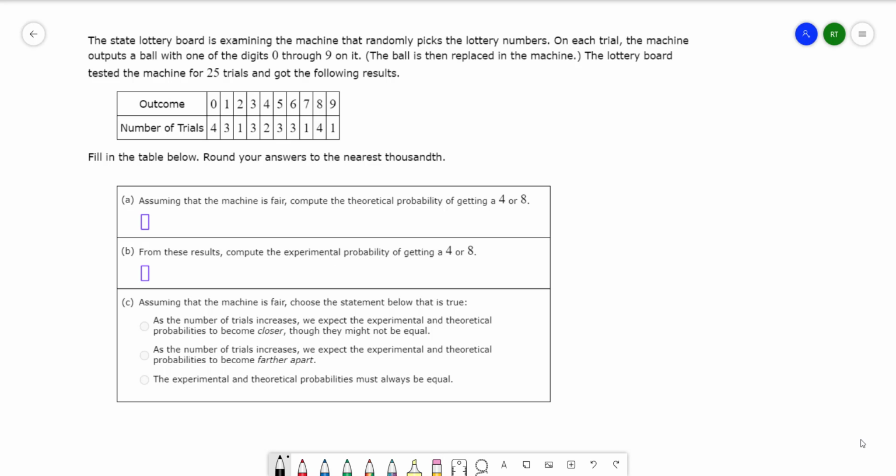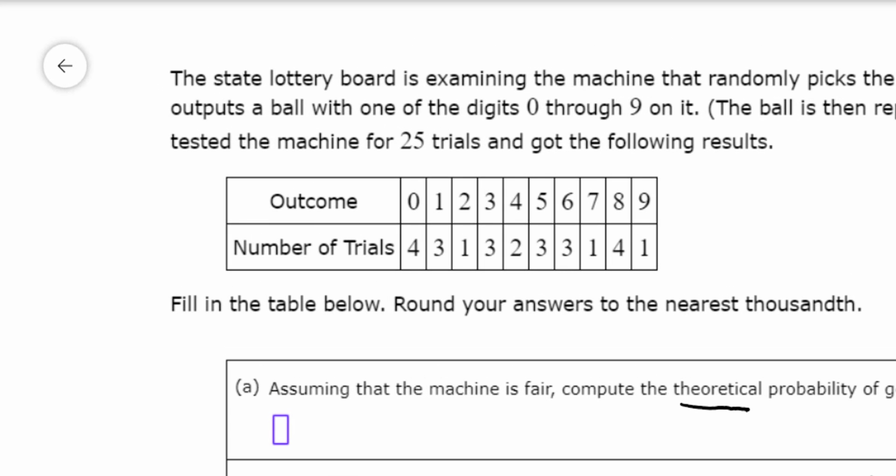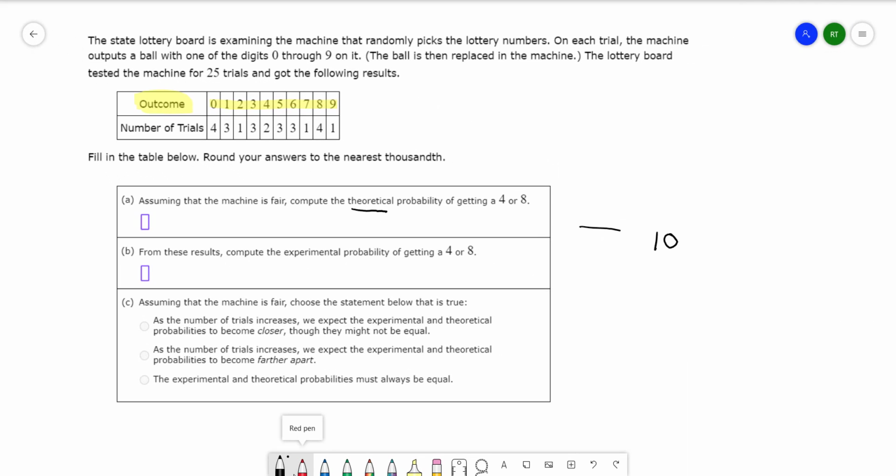Okay, so for the first one, it says, assuming that the machine is fair, compute the theoretical probability of getting a 4 or an 8. So again, in theoretical, we're going to be looking at the outcomes. And I can see here that there are 10 different outcomes. If you count from 0 all the way to 9, there's 10 different possibilities. And that's one of the things you've got to look at when you're finding a probability. You want all the possibilities. So what's the total possibilities, which in this case is 10. And then how many times can it come out to be a 4 or an 8 out of those 10 possibilities? Well, I can see here that it could come out to be a 4 or an 8 twice.